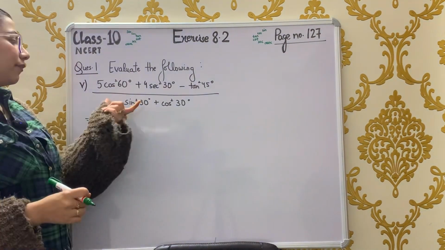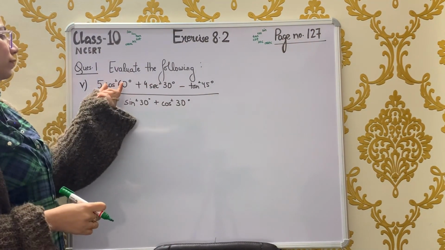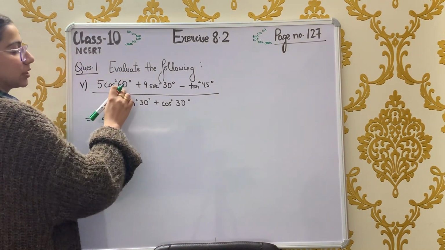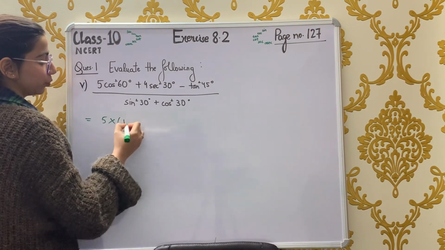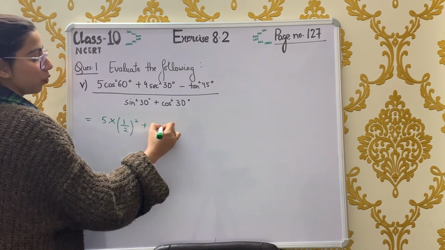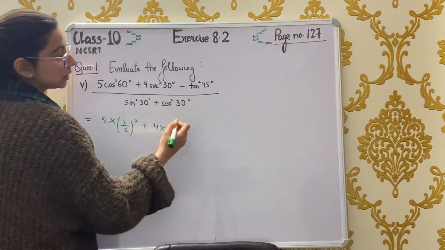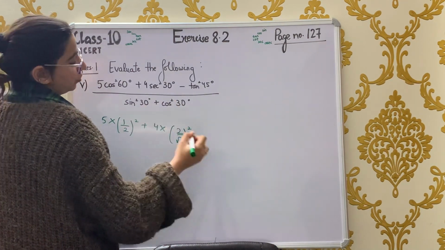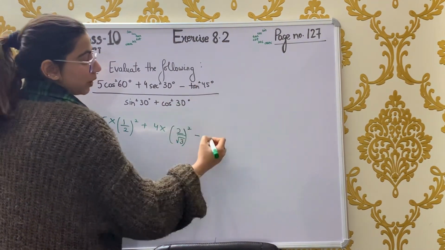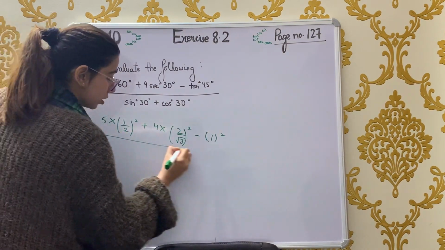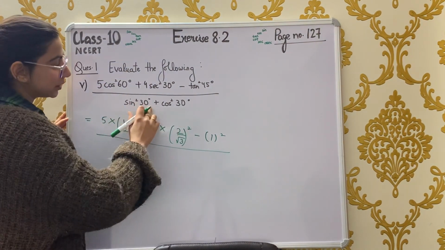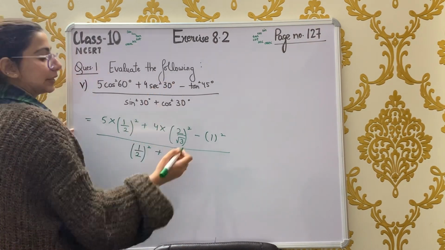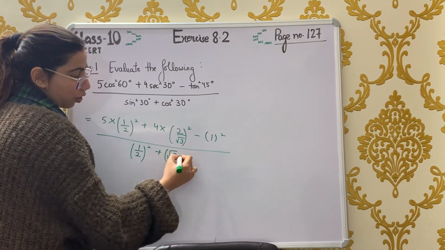Coming to the fifth part, we have the squares of all the terms. So we'll be putting the values and then squaring them. So 5 into cos square 60. Cos 60 is 1 by 2. So 1 by 2 whole square plus 4 into secant square 30. Secant 30 is 2 by root 3 and we need secant square, so square. Tan 45 is 1, so square of 1 upon sine square 30. So sine 30 is 1 by 2, so it's going to be 1 by 2 whole square. And cos 30 is root 3 by 2 whole square.